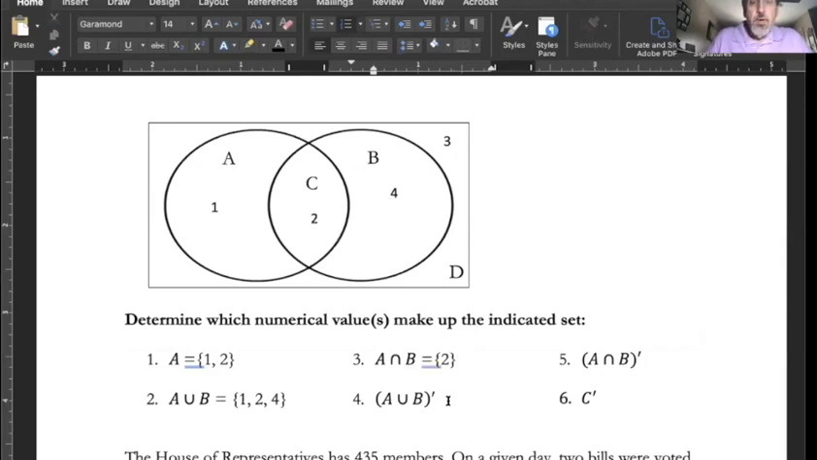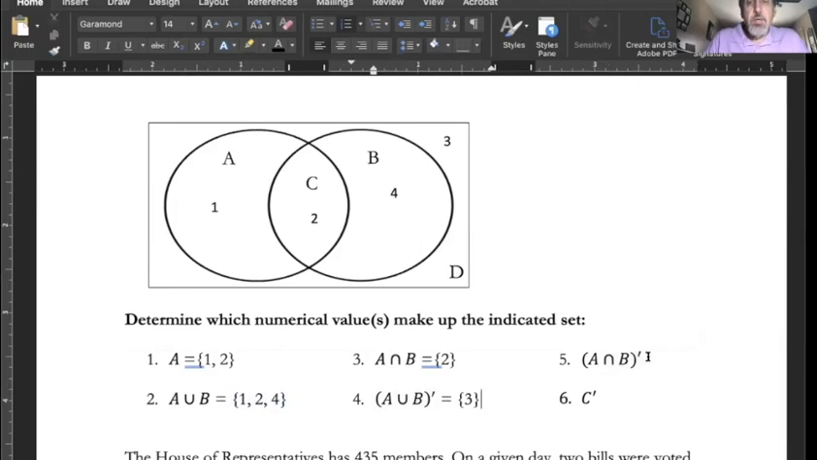Now, number 4 asks us to find the complement of A union B. Good news, folks. We already found A union B in number 2. We found A union B to be 1, 2, 4. So then the complement of 1, 2, 4 would be everything in the universe except for 1, 2, 4. And it's pretty obvious then that that would have to be the number 3.